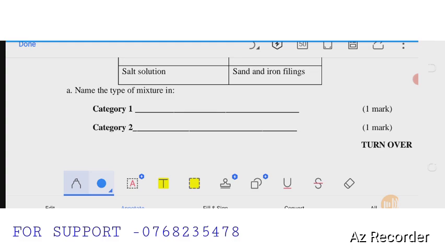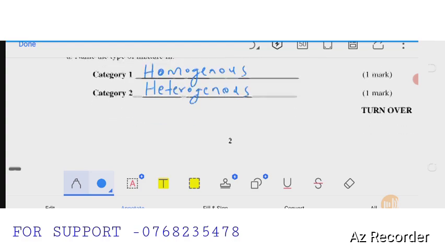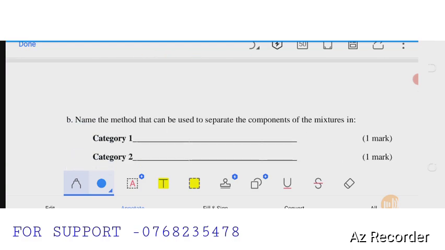So we'll say it is homo. Homo means 1. Homogeneous mixture. And sand and iron filings is heterogeneous, of course, mixtures. So from there, we go to the next question, which is part B.